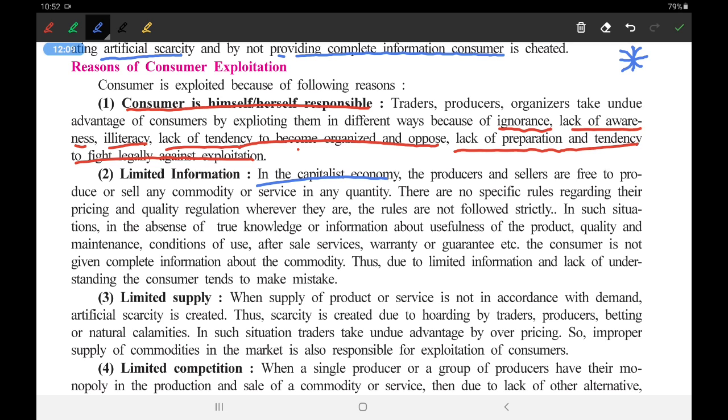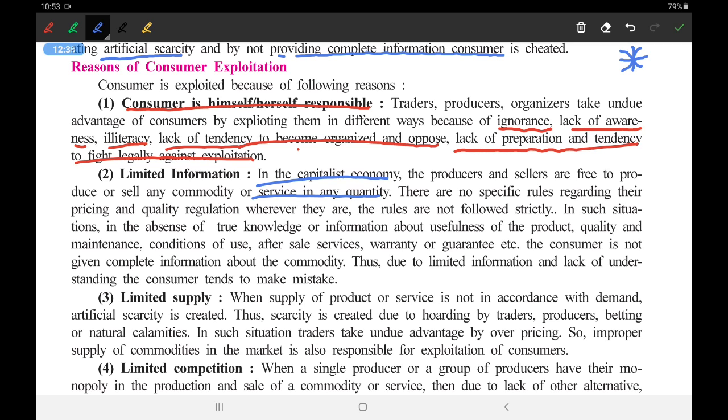In the capitalist economy, producers and sellers are free to produce and sell any commodity or service in any quantity. So they can sell any things in any commodity that they like. There are no specific rules regarding pricing and quality regulation wherever they are. The rules are not followed strictly. Now many rules are there, but most of the rules are not followed by them.